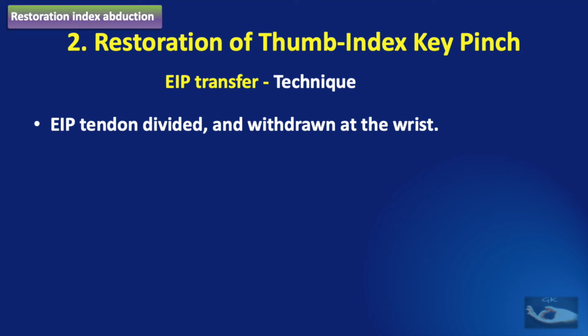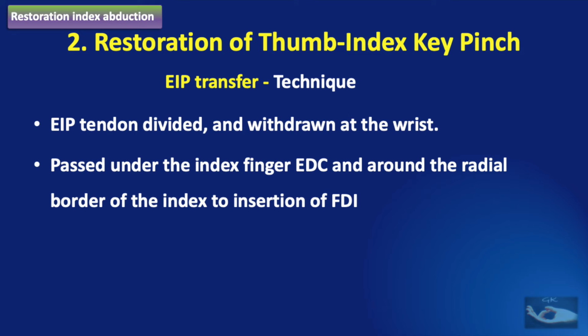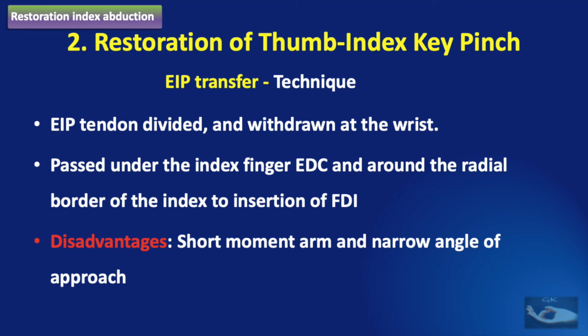This can be done by dividing the EIP tendon and withdrawing it through another incision at the level of the dorsum of the wrist and then rerouting it distally under the index finger EDC and around the radial border of the index finger to suture to the insertion of the first dorsal interosseous muscle. The obvious disadvantages of using this tendon transfer are the short moment arm and the narrow angle of approach.